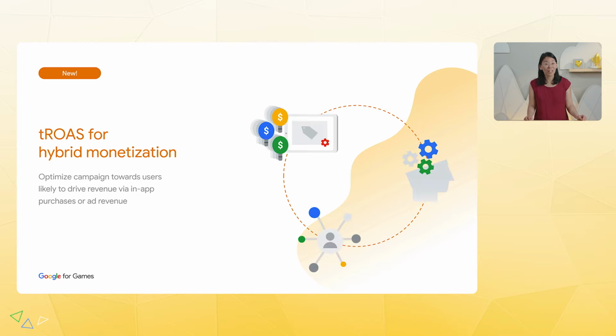And I have some great news to share for those developers who have already diversified revenue streams with both in-app purchases and in-app ads. Advertisers will soon be able to optimize their tROAS campaign towards users who are likely to drive value for their app, with revenue generated from both users' in-app purchases and their ad revenue. This feature, tROAS for hybrid monetization on Android, will be in beta in the next few months. So make sure to reach out to your account manager to learn more about this.